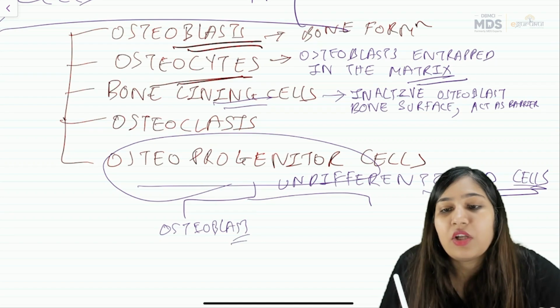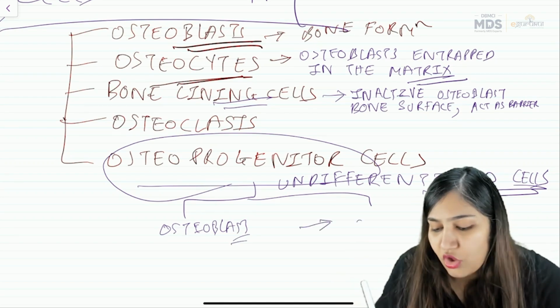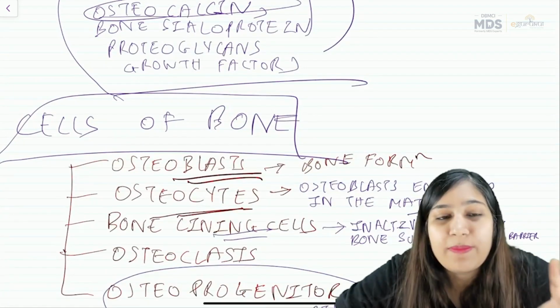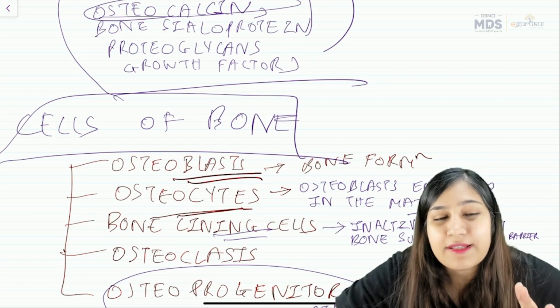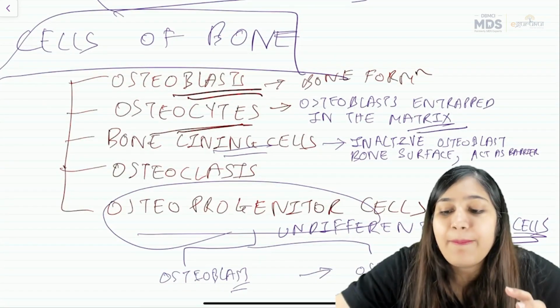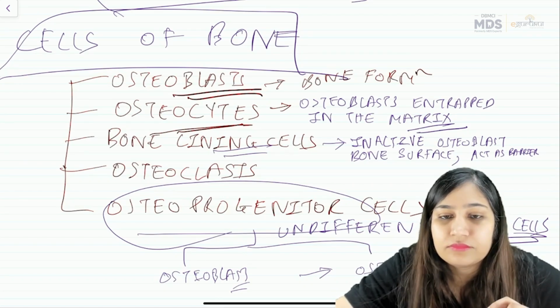or, sometimes these coalesce and form osteoclasts. So the cells of bone are osteoblast, osteocyte, osteoclast and osteoprogenitor cells. Bone lining cells are inactive osteoblasts, and they act as a barrier against the ions. These were the cells of bone.